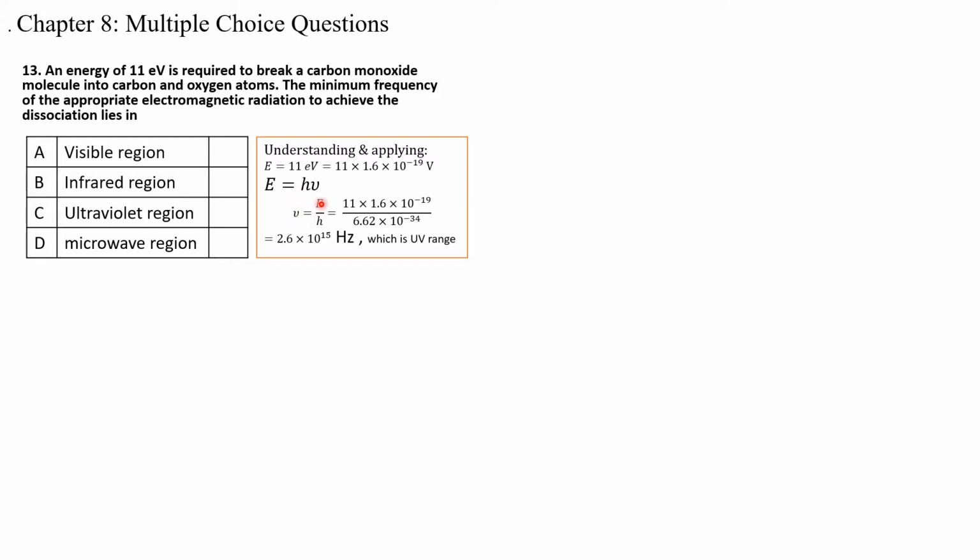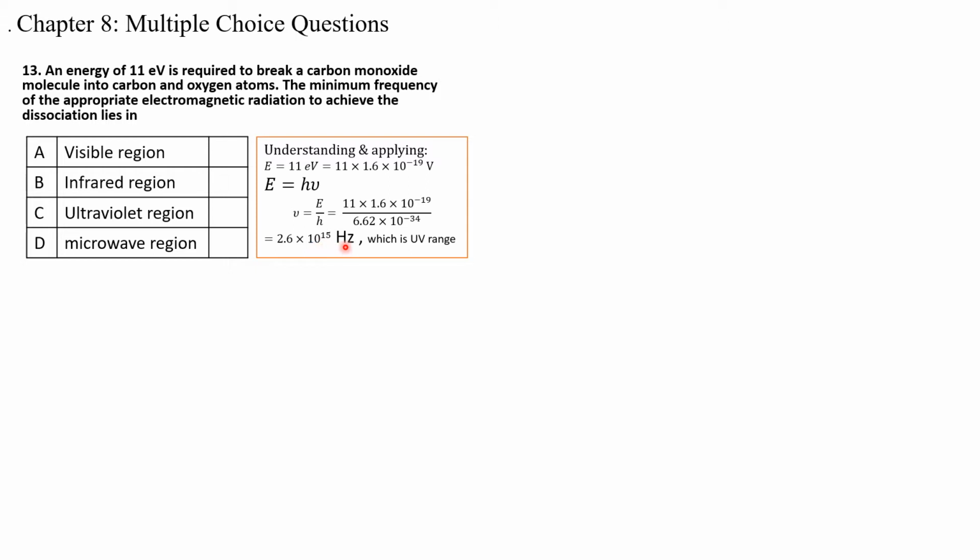Nu is equal to E by H, that is equal to, given E is 11 into 1.6 into 10 to the power of minus 19, from this system, divided by H. We have to remember here Planck's constant, please note. Planck's constant is H equals 6.62 into 10 to the power of minus 34. Simplifying, we get the answer as 2.6 into 10 to the power of 15 Hertz.